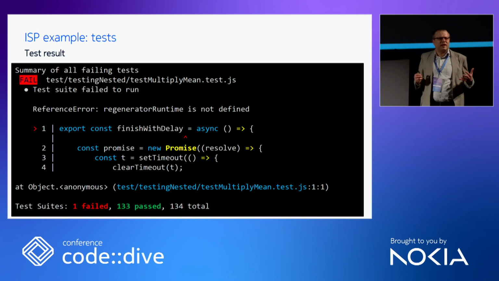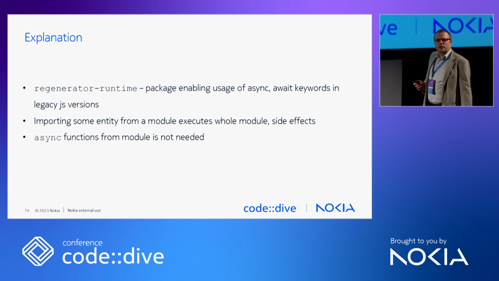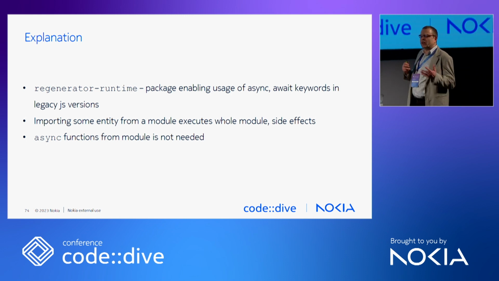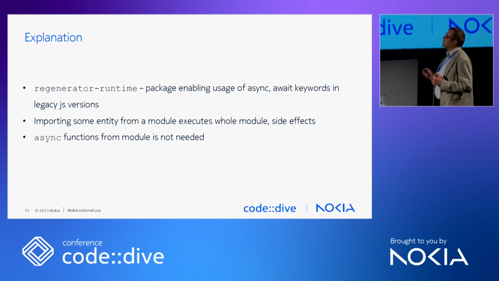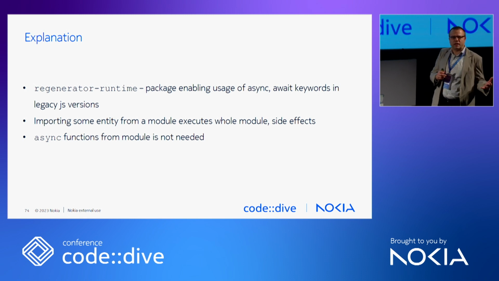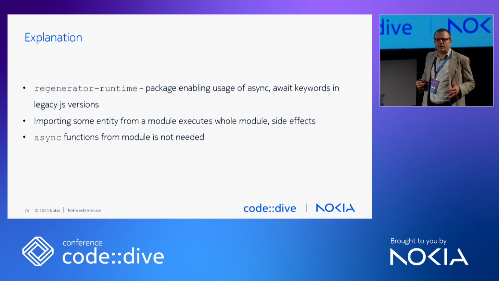And what's regenerator runtime? We did not import any async here. So what does it do? It allows us to use async await keywords in legacy versions of JS. And please notice that we did not import this asynchronous function anywhere, we just import something else. And it didn't prevent this code from being executed. So if we import something from a module, some side effects may happen, they will happen, and this may cause problems.